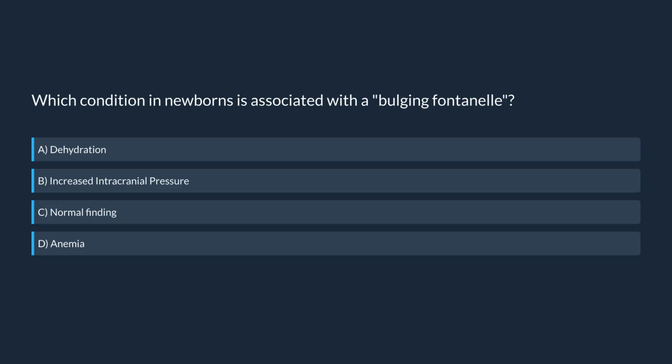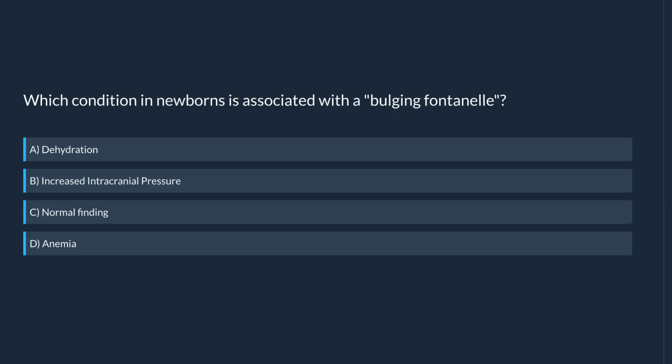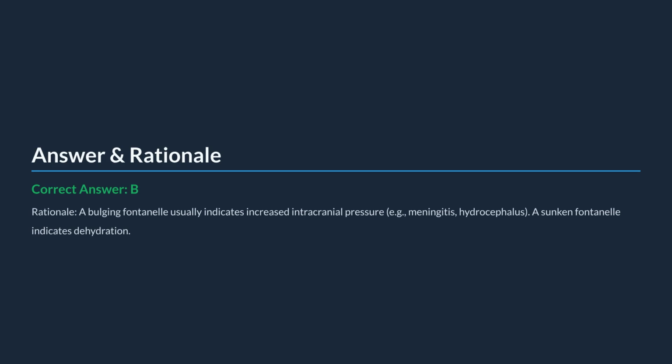Which condition in newborns is associated with a bulging fontanelle? The correct answer is B. A bulging fontanelle typically indicates increased intracranial pressure, which may be caused by conditions like meningitis. A sunken fontanelle indicates dehydration.